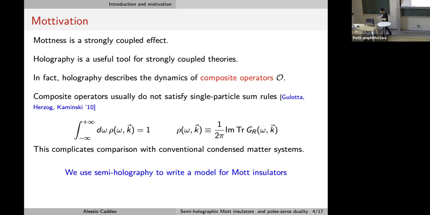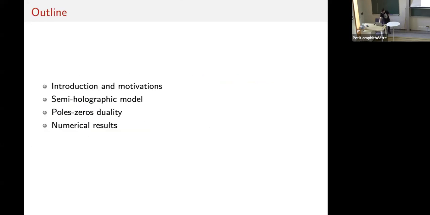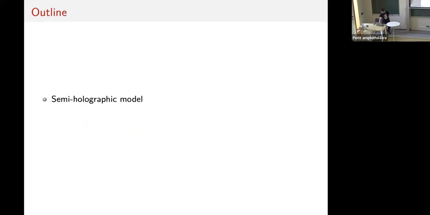And to circumvent this problem, one can use what is called semi-holography. So what I want to advertise in some sense is the power of the semi-holographic approach to describe Mott insulators. So we will use holography, but still have single particle sum rules. Okay, this leads me to the second point of the presentation.